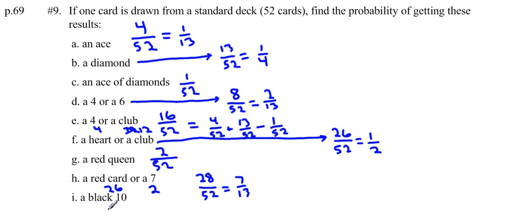Okay, last one, a black 10. There are 4 10s in the deck. 2 of them are black, so we get an answer of 2 out of 52. And again, we can reduce that if we choose to 1 over 26.